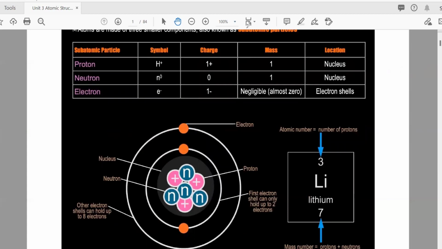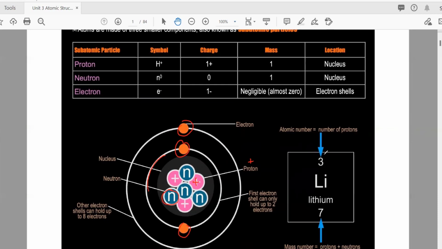If you look at this diagram, you can see this is the nucleus. Inside the nucleus, you have two things. One is the neutron, described with an N, and the other is the proton. They put a positive sign because the proton has a positive charge. And these are the shells, and in the shells you have the electrons. Here they have taken the example of the lithium atom.